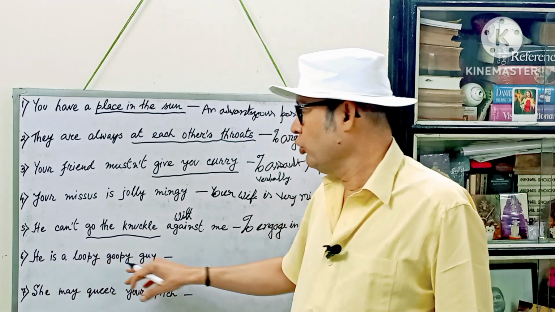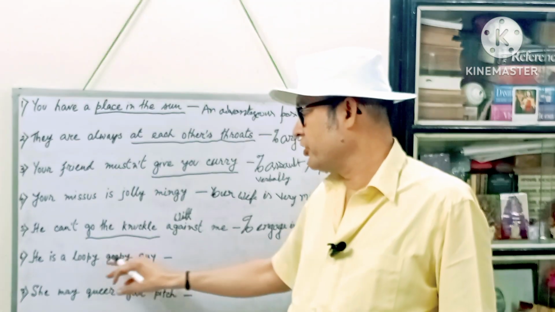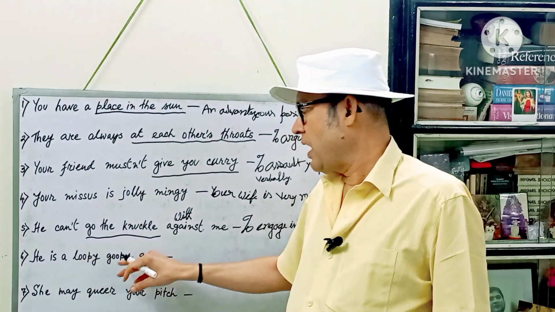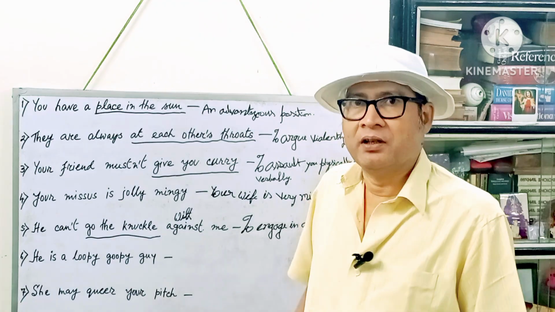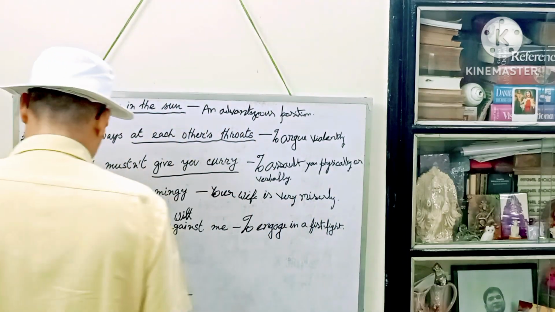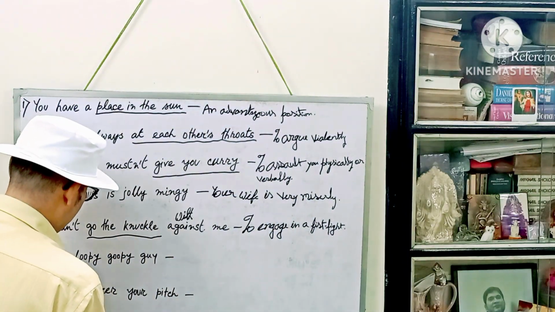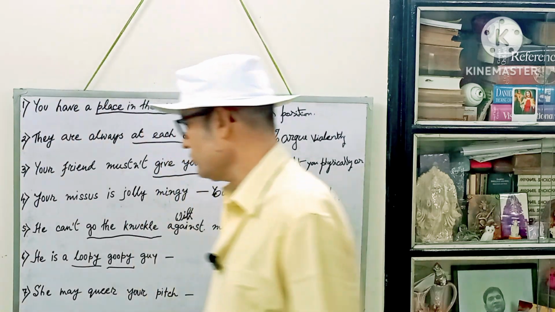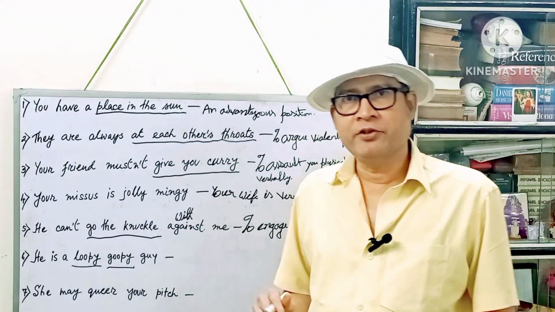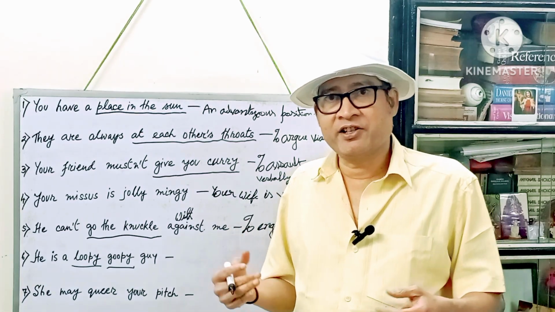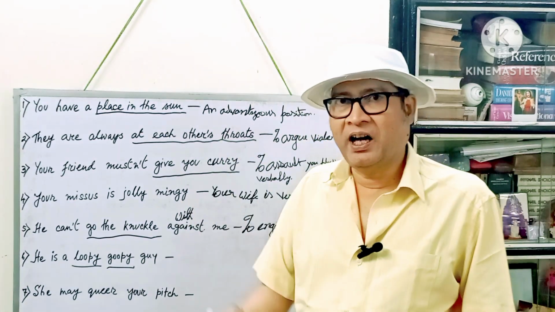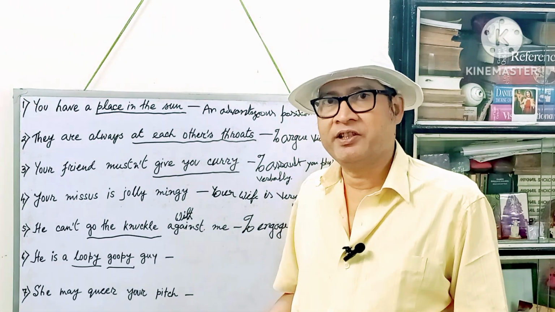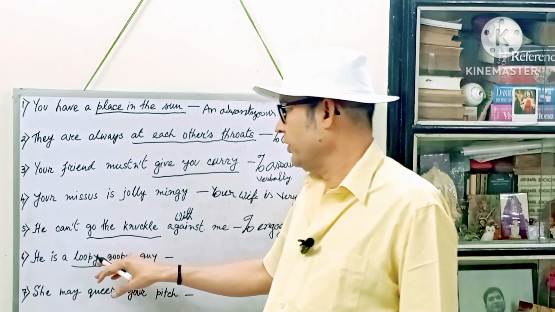But he is a loopy goopy guy. There are two words used. One is loopy, another is goopy. What do they mean? Let me underline these two words. Loopy and goopy. Loopy simply means crazy, C-R-A-Z-Y. He's a loopy guy. He's a crazy person. He's a crazy man.